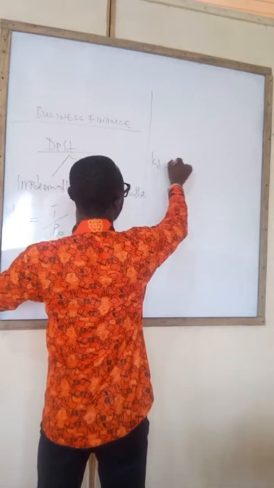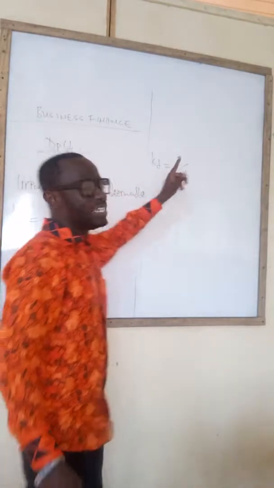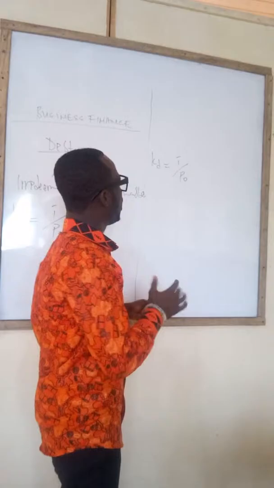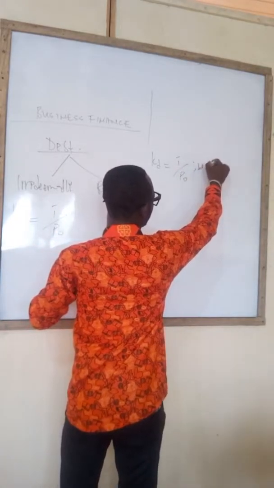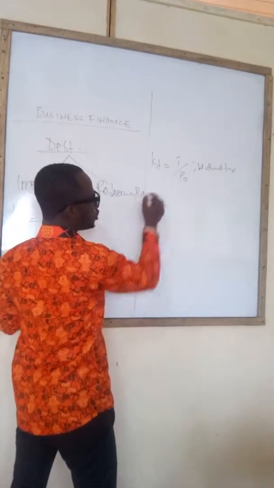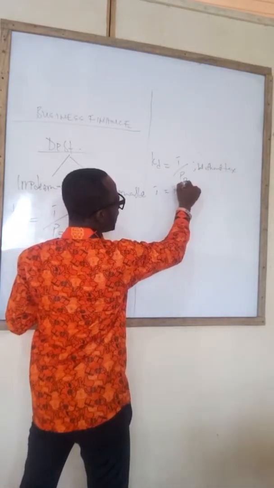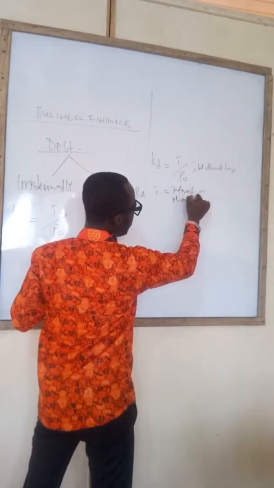So KD will be equal to I over PO. Now, this is KD without tax, okay? Without tax. So the KD is the cost of debt. The I there is the interest on nominal value of the bond.